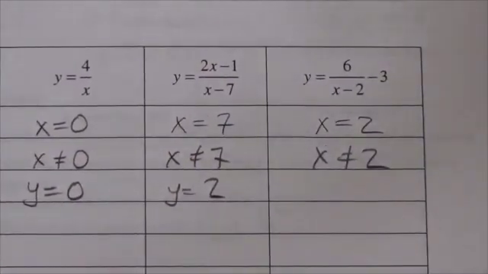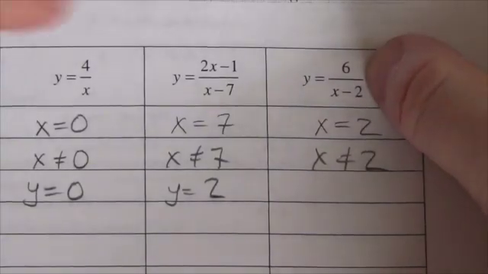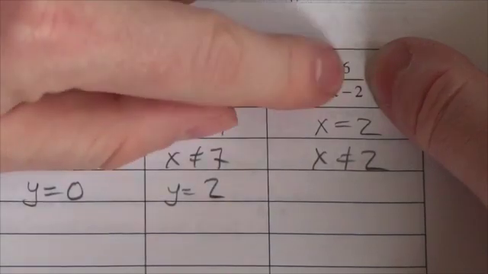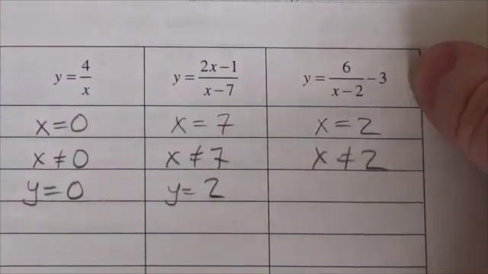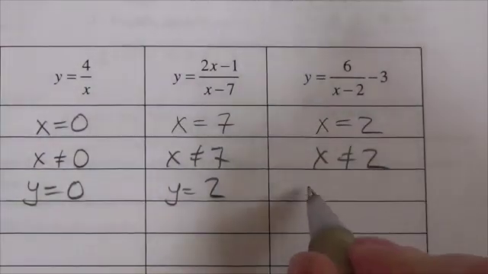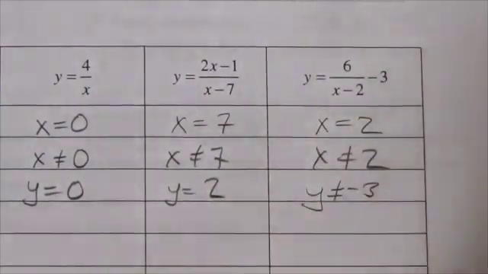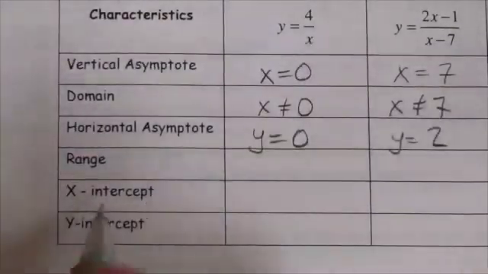And here, without this negative 3 at the end, again, this is just a rational expression. Its horizontal asymptote would be at y equals 0, because the stretch in the translation won't affect that. But when you translate this 3 units down, we're going to get that y cannot equal negative 3. Now, the range.